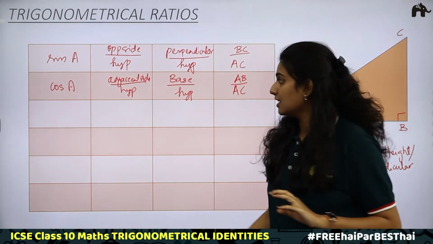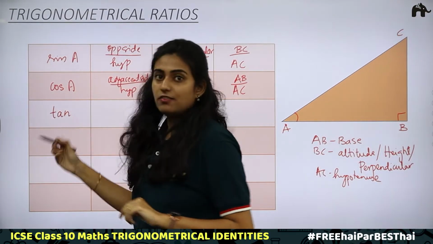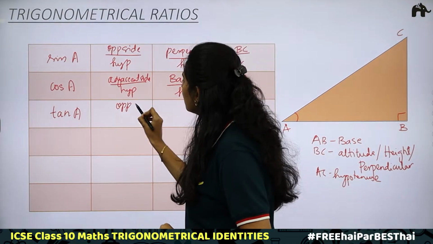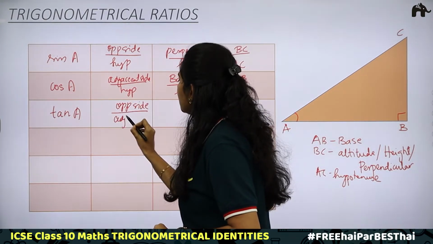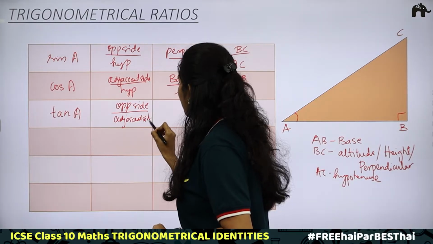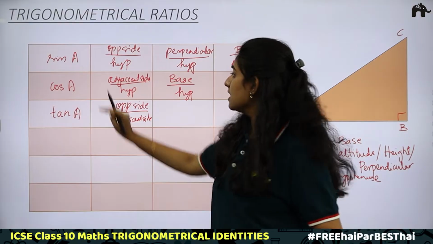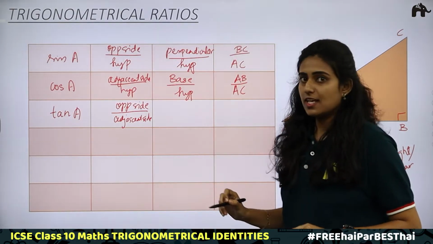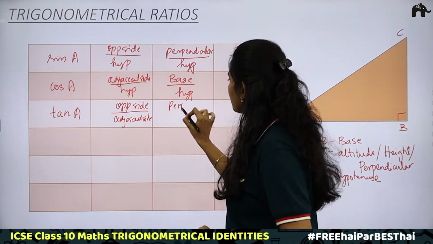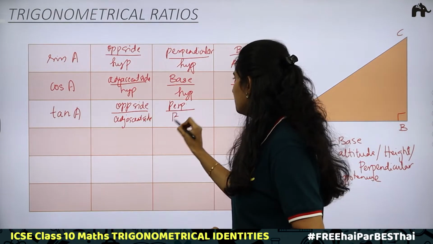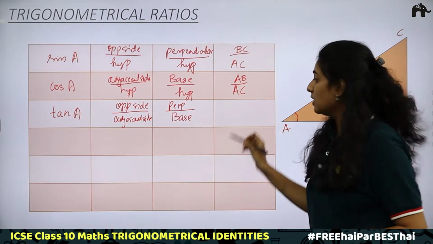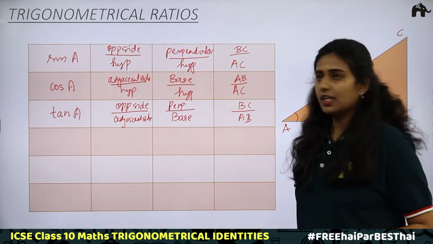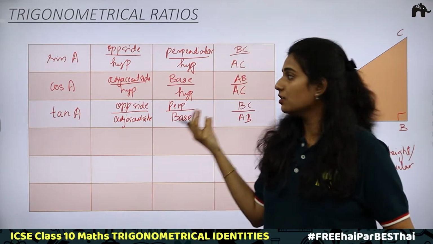Next is tan. Tan or tangent. In short, we call it tan. Tan of angle A will be opposite side by adjacent side. First, sine is opposite by hypotenuse, cos is adjacent by hypotenuse, and tan is opposite by adjacent side. What is the opposite side in this case? Opposite side is the perpendicular, divided by adjacent side, which is base. Here perpendicular is BC and base is AB. So, we got three trigonometrical ratios: sine, cos and tan.